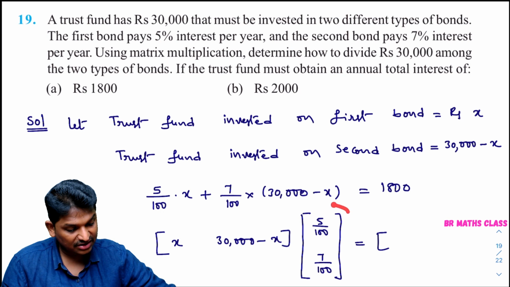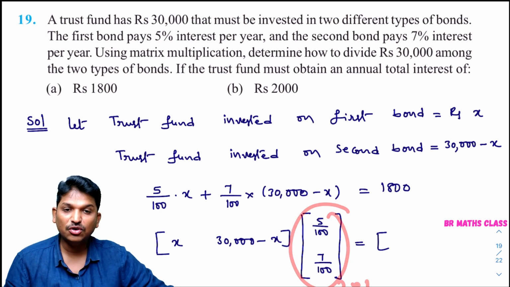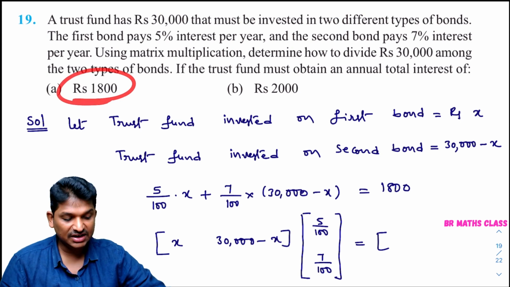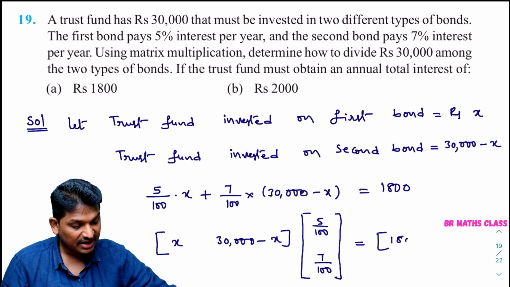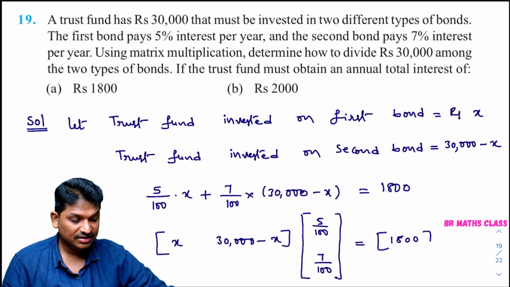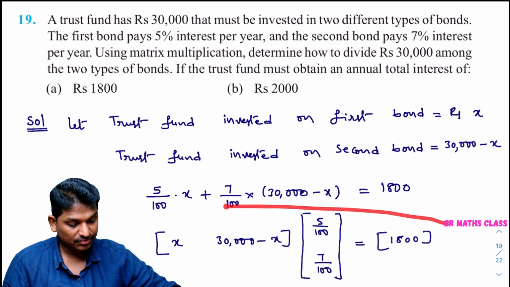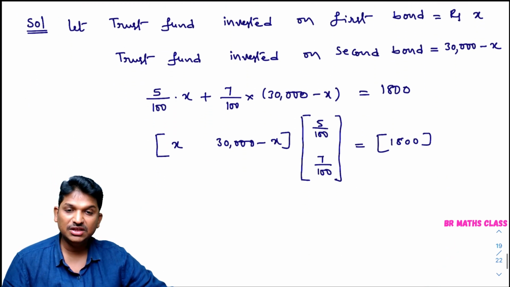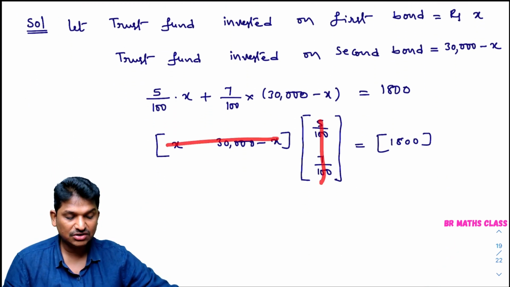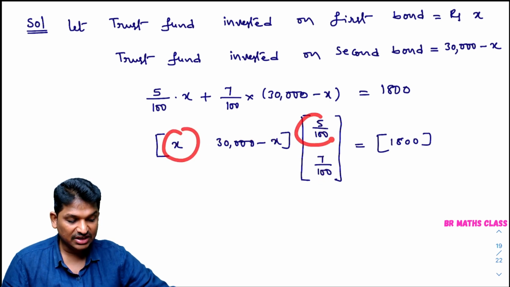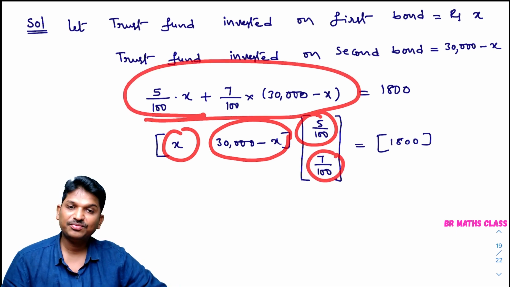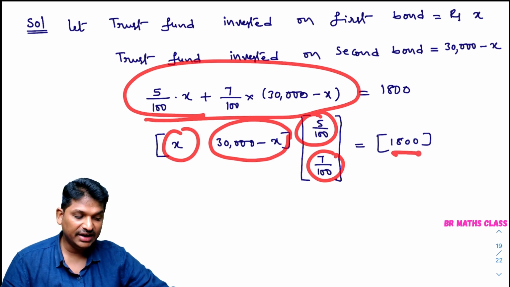See, this is the matrix of what order? 2 rows, 1 column. Equal to, I need the annual interest of rupees 1800. I am doing this first bond only. 1800. See, I have written this in matrix form. You know matrix multiplication, how to multiply these two matrices, first row, first column, right? x into this plus 30,000 minus x into this. Then you will get this only, please observe. Equal to, when we equate, you will get 1800.